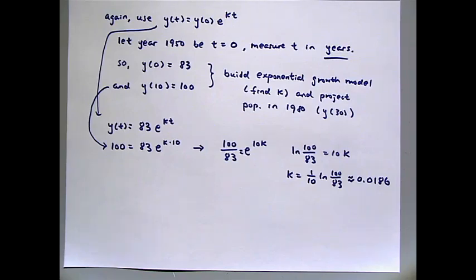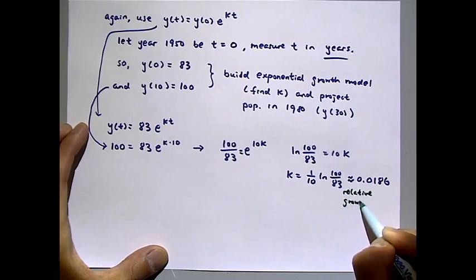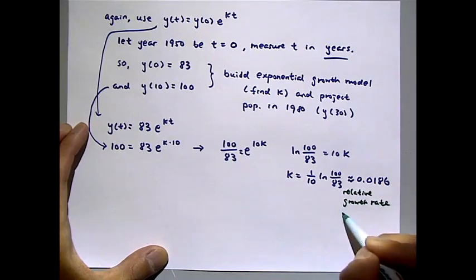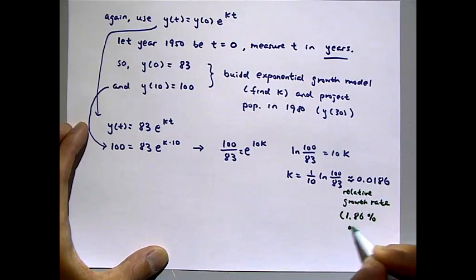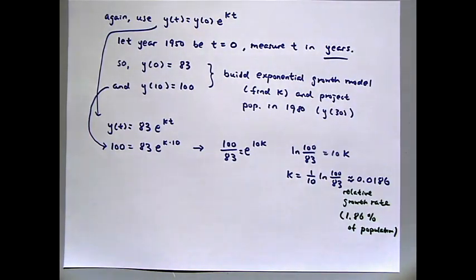Okay, just like in the last problem, this k, remember, tells us the relative rate of change, the relative growth rate. So in this example, the relative growth rate is 1.86% of the population. It's relative to the population you've got. The more there is, the faster the absolute growth rate. But the relative growth rate, just like the interest rate, is kept fixed, 1.86% of whatever the thing is multiplied to.